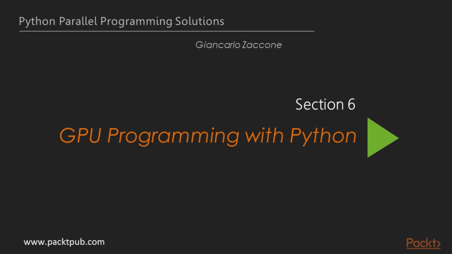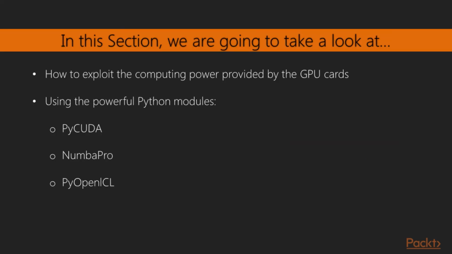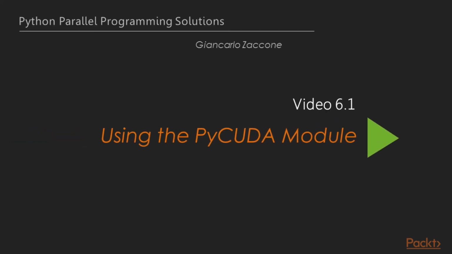Our previous section introduced us to distributed computing. Welcome to the sixth section of the course, titled GPU Programming with Python. This section will teach you how to exploit the computing power provided by the GPU cards, using the powerful Python modules which are PyCUDA, Numba Pro, and PyOpenCL. Let's get started with our first video, using the PyCUDA module.